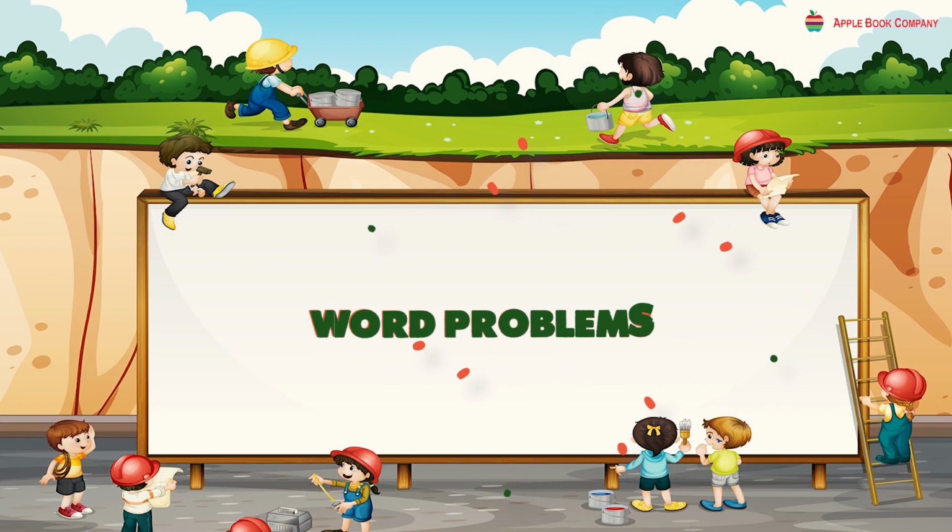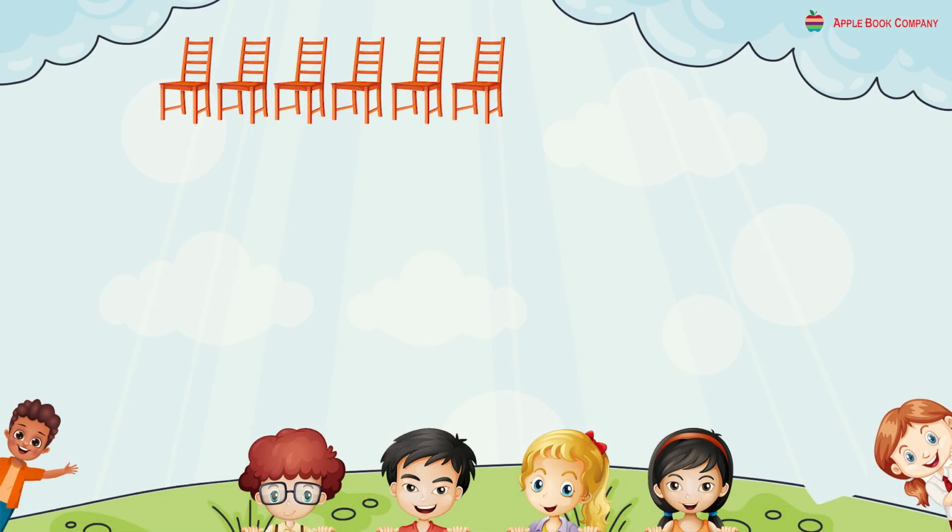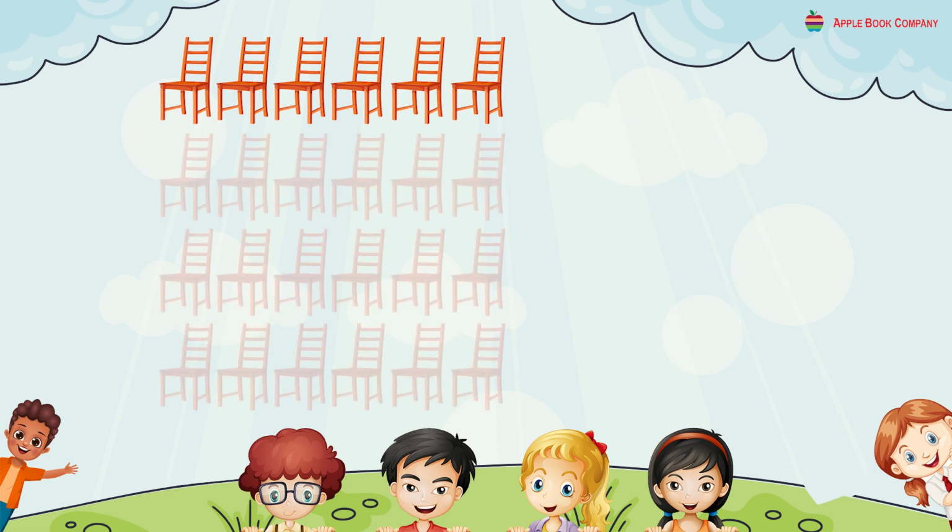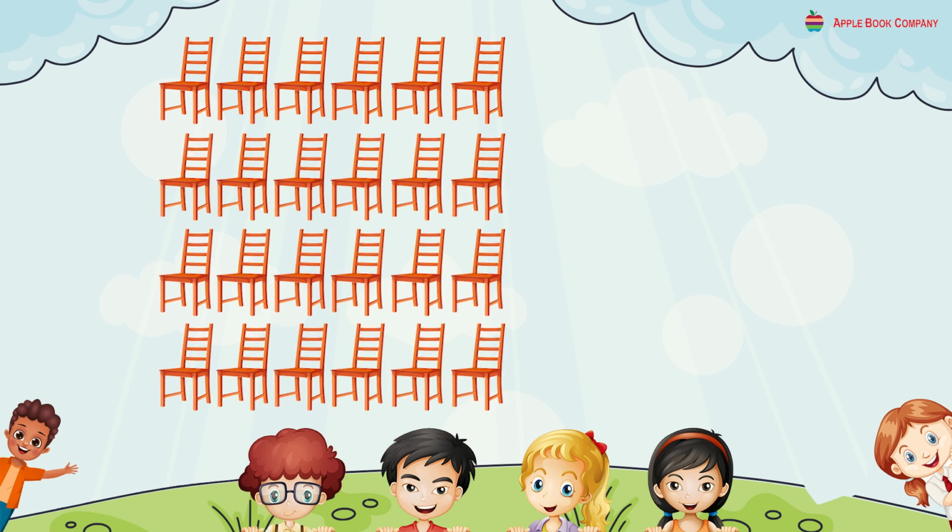Let's look at a word problem. There are 6 chairs in each row in a classroom. How many chairs are there in 4 rows? To find the number of chairs in 4 rows, we multiply 4 by 6, which is 24. So there are 24 chairs in all.